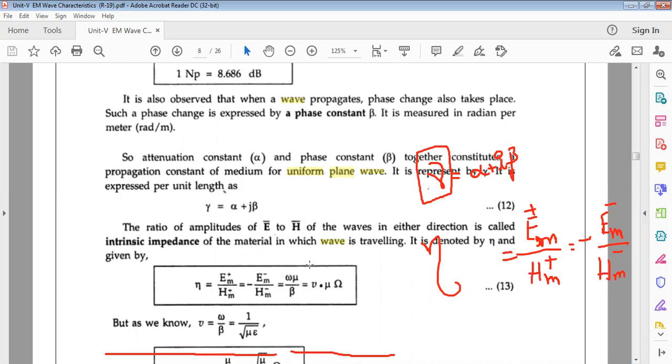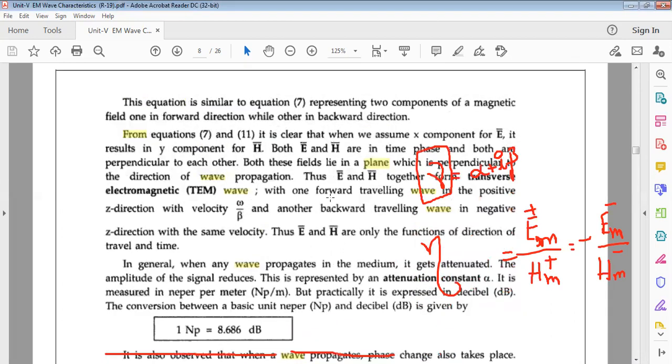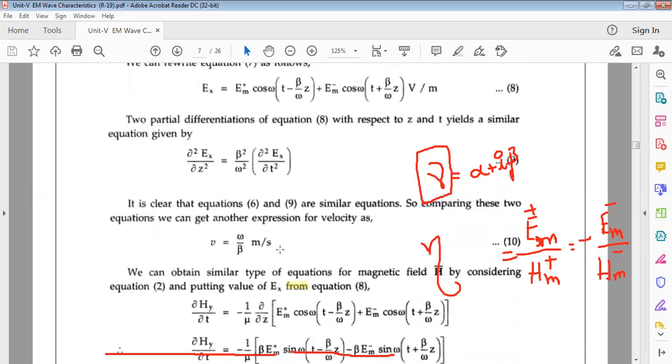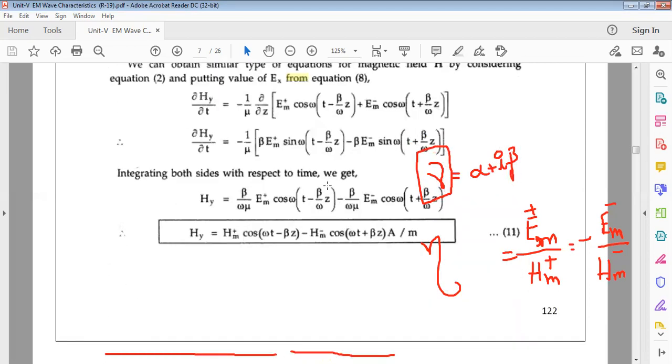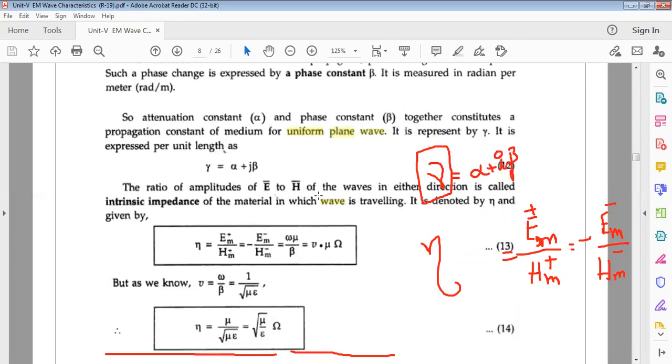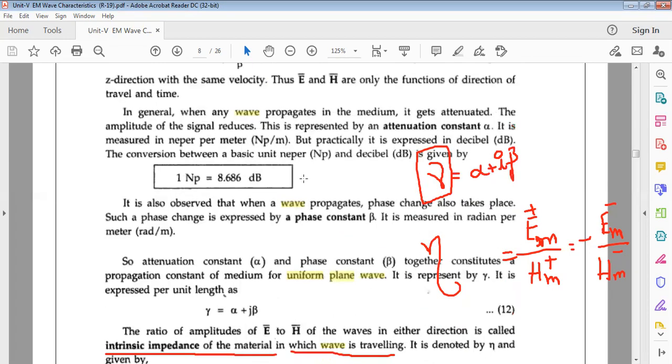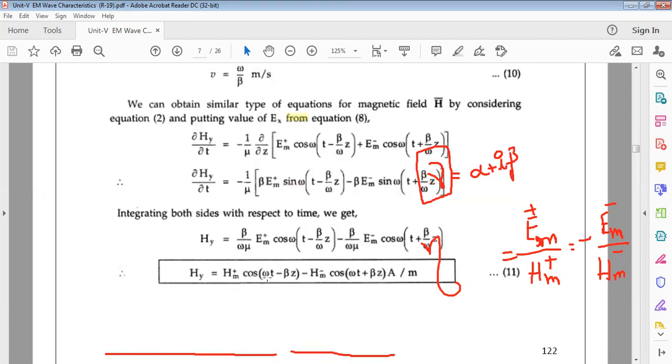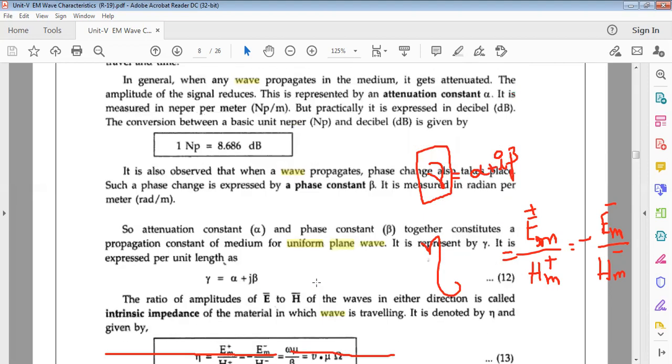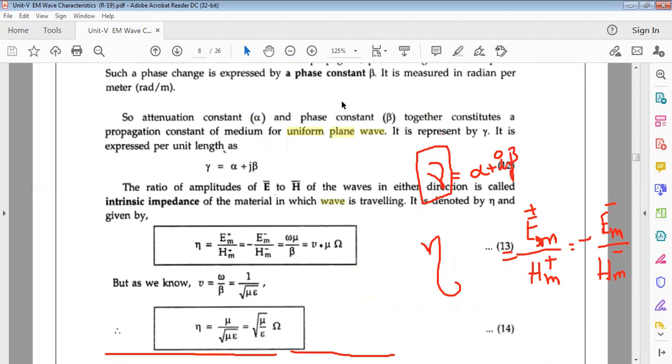What are E_m plus and H_m minus, sir? When we compare E_m plus by H_m plus, or E_m minus by H_m minus, the value is omega mu by beta. The coefficient of H_m plus here is beta by omega. So omega mu by beta, where omega by beta is the velocity V, gives V into mu.